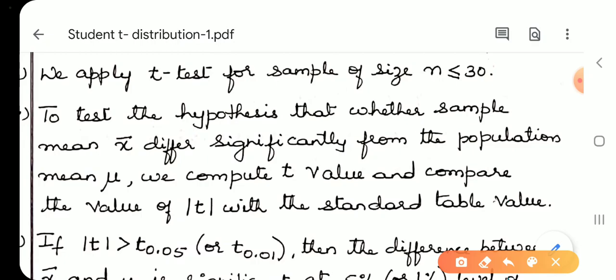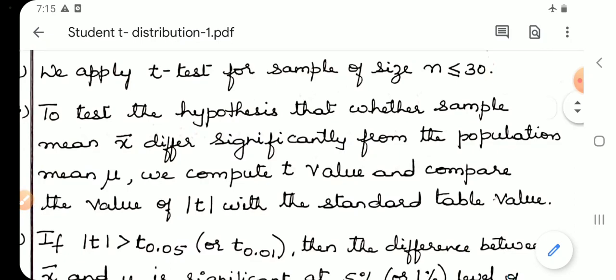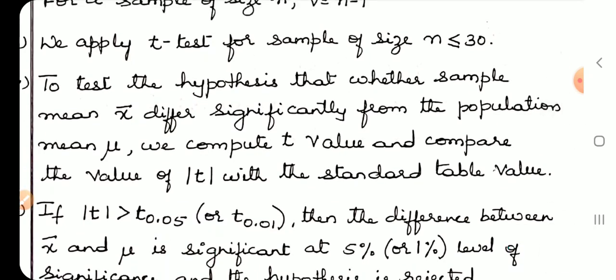So here this T test helps us to test the hypothesis whether a sample mean x bar, that is the mean of the sample, and mean of the population, differs significantly or not. You will understand when we do some problems. Whatever value of t we get, we compare that with the standard values given in the table, and according to that we will decide whether it differs significantly or not. Table I will show you later.